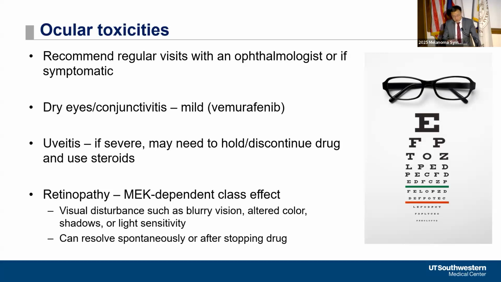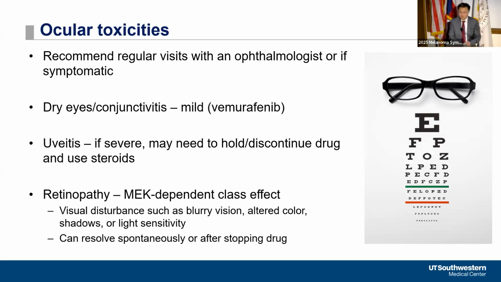And lastly, I'll talk a little bit about retinopathy. And so, the retina is in the back of the eye. It helps us see things, obviously. And what happens with patients that develop retinopathy is that they can develop a little swelling in that area. And this is a MEK-dependent class effect, meaning the MEK inhibitor is causing these symptoms. And what that might look like to a patient is something like blurry vision. Colors may look different, shadows may appear, and they may have a lot of light sensitivity as well.